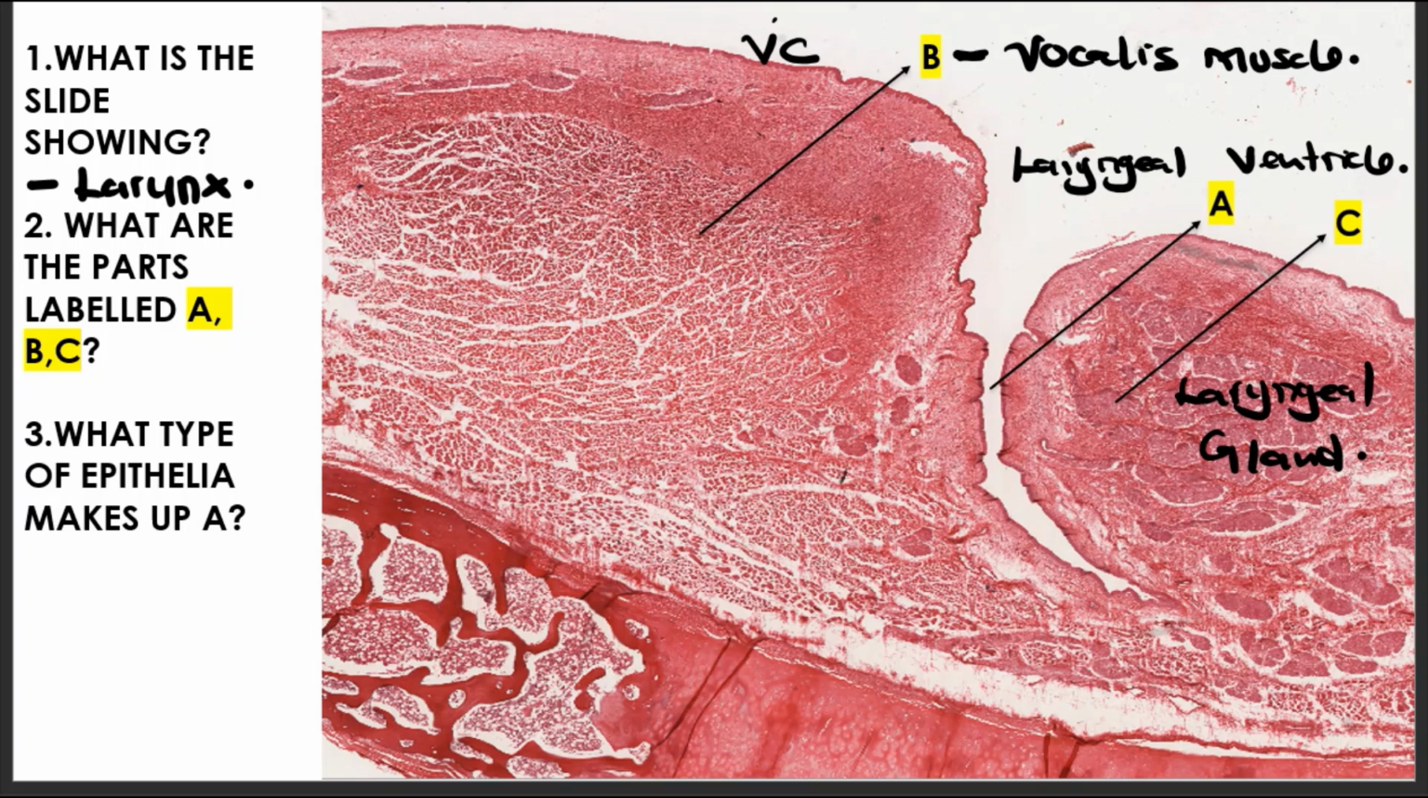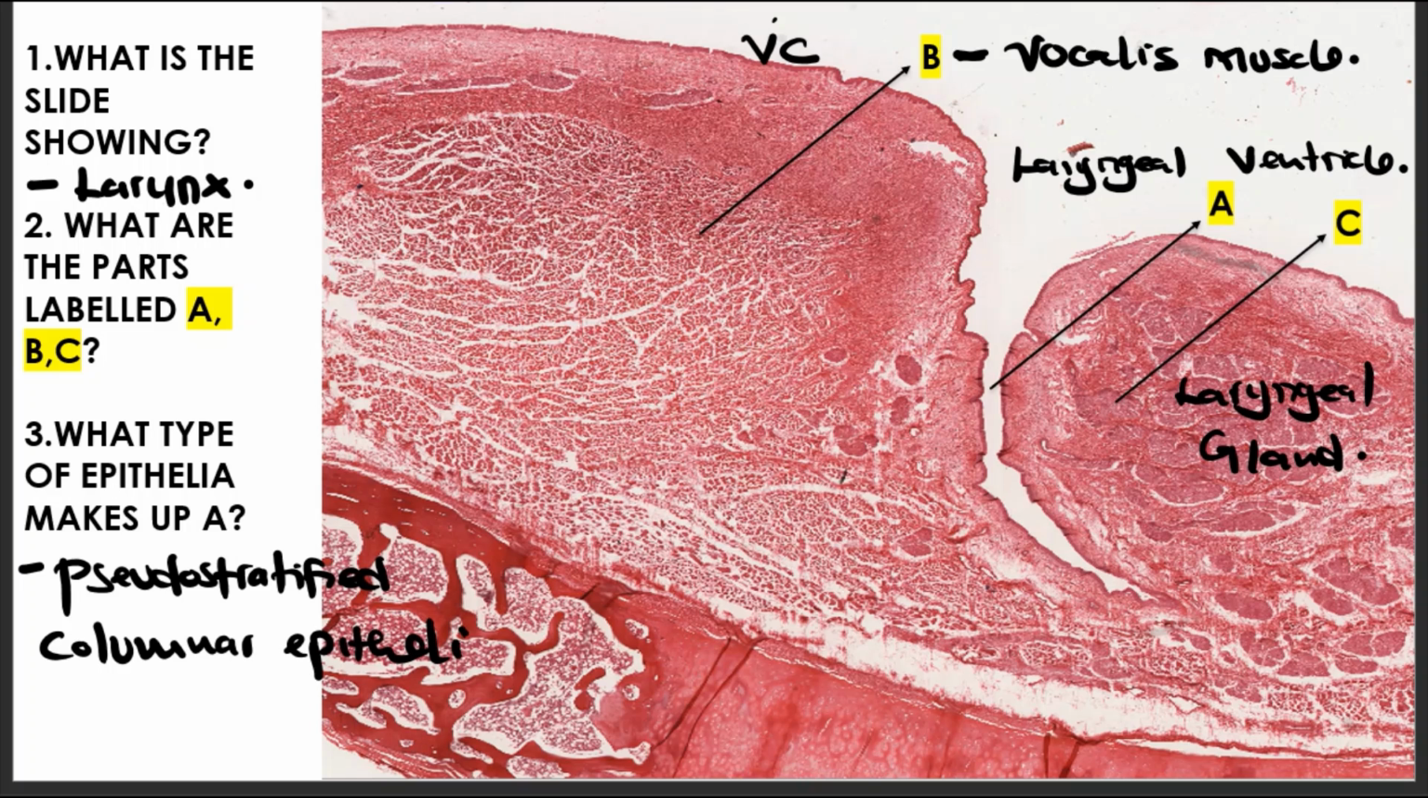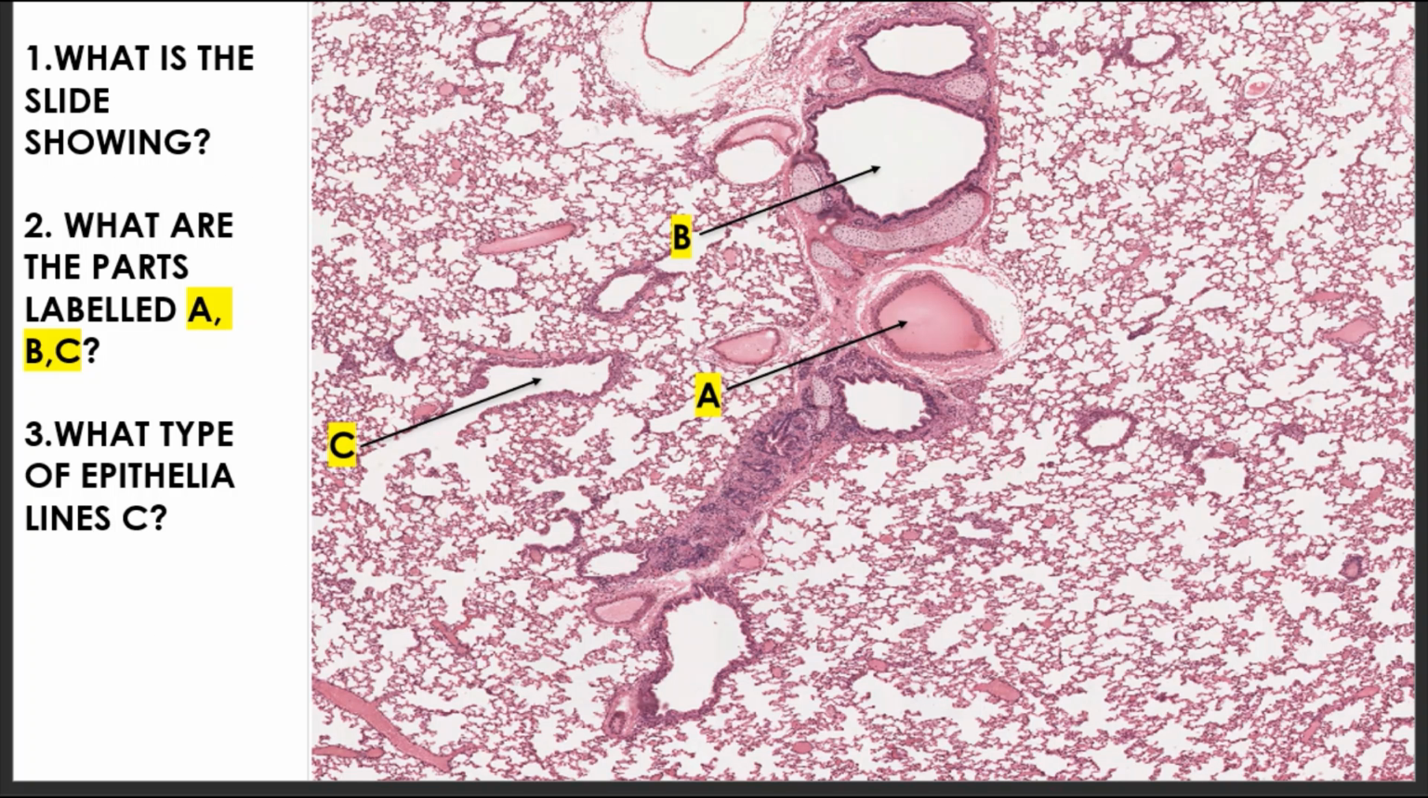The type of epithelia that will line the ventricle is the pseudostratified columnar epithelia. That is the epithelia that will surround the laryngeal ventricle. What is this slide showing? So this is the lung. B is the bronchus.